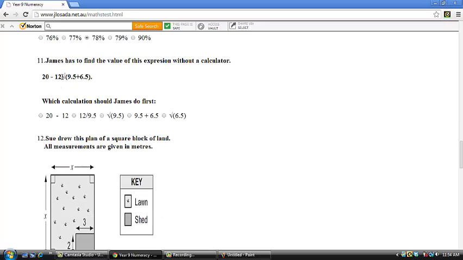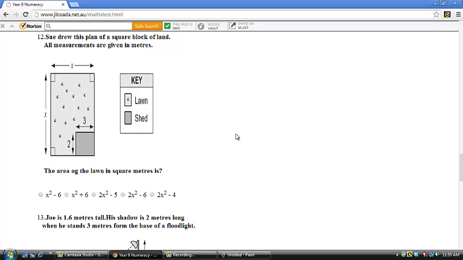For question 11, we have James has to find the value of this expression without a calculator. And then the question follows with which calculation should James do first. Since we have 9.5 plus 6.5 under the square root and in brackets, that will be the first calculation that we need to find.